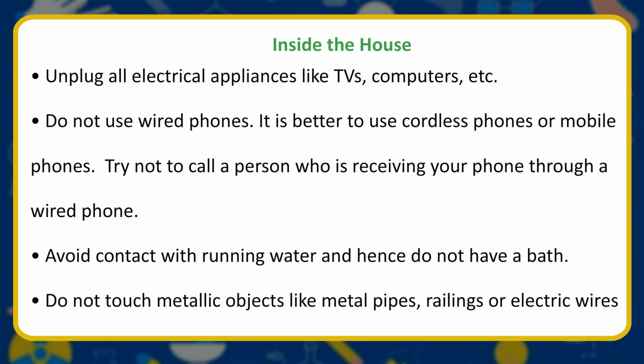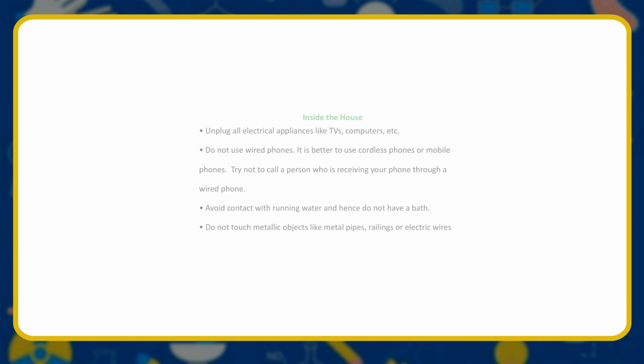Inside the house, unplug all electrical appliances like TVs, computers, etc. Do not use wired phones. It is better to use cordless phones or mobile phones. Try not to call a person who is receiving your phone through a wired phone. Avoid contact with running water and hence do not have a bath. Do not touch metallic objects like metal pipes, railings or electric wires.